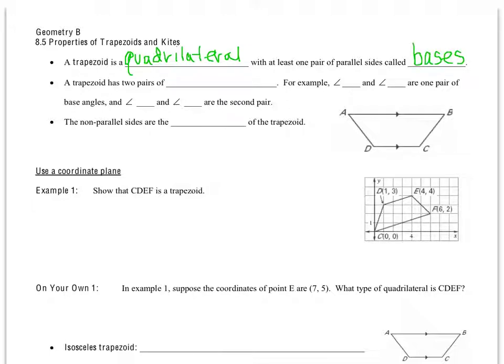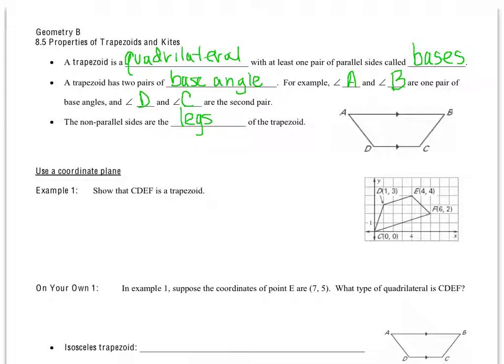So a trapezoid has two pairs of base angles. For example, in our picture here, angle A and angle B are one pair of base angles because they touch the same base, and angle D and angle C are the second pair. So my bases would be here and here, those are my two bases, and then angle A and angle B are one pair of base angles, angle D and angle C are the other pair. The non-parallel sides are the legs of the trapezoid.